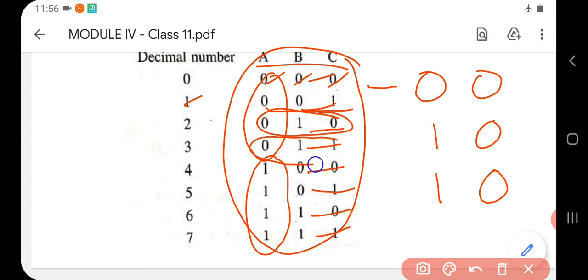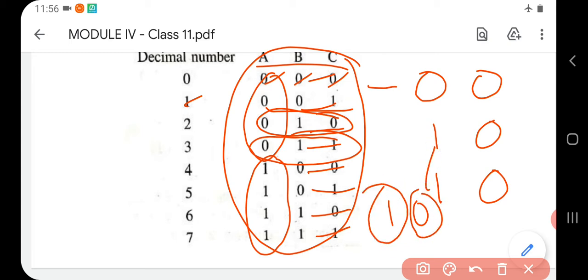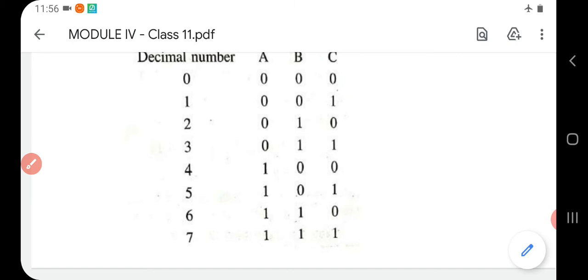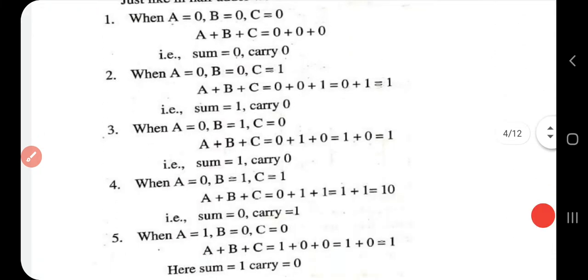Now let us see this combination, that is you have got two ones, so output sum will be 0 plus 1 plus 1, right? So the output will be 1 0, or the sum will be 1 0. So in this case there will be a carry. Why? This 1 plus 1 is 1 0. So this 0 will be the sum and 1 will be the carry. So all these possibilities are explained here.